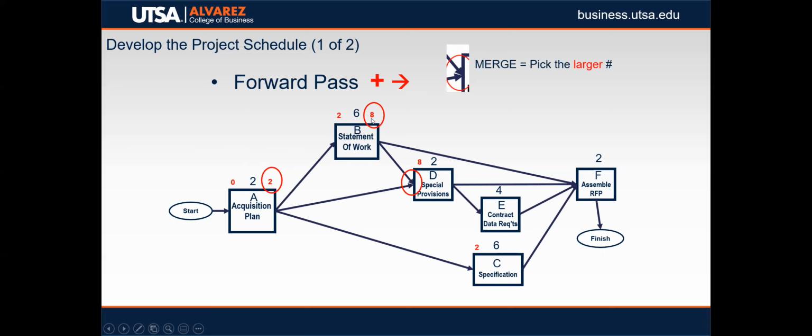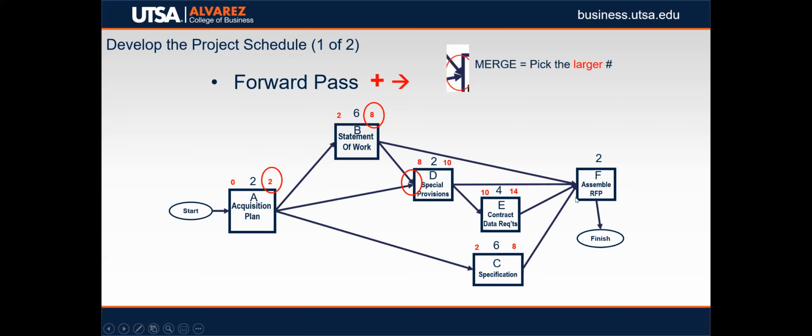So look for the merge. 8 is the higher number, put 8 here. 8 plus 2 is 10. And then we'll continue down here. 10 gets transferred over to E. E, 10 plus 4 is 14. 2 plus 6 is 8.